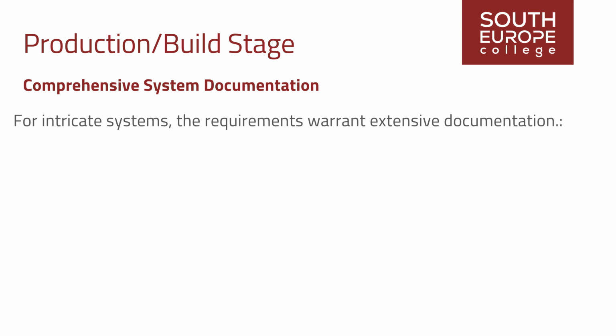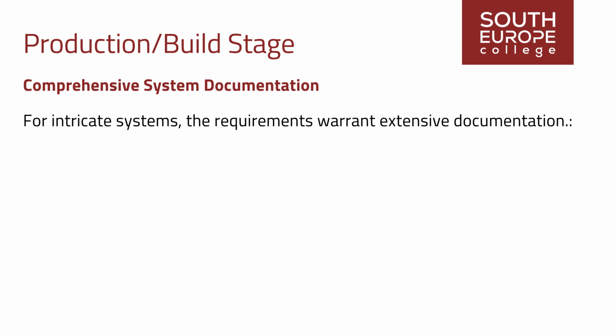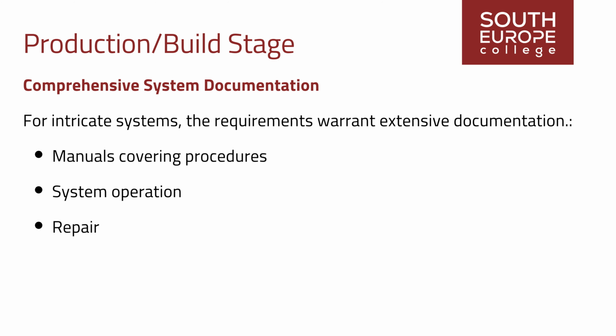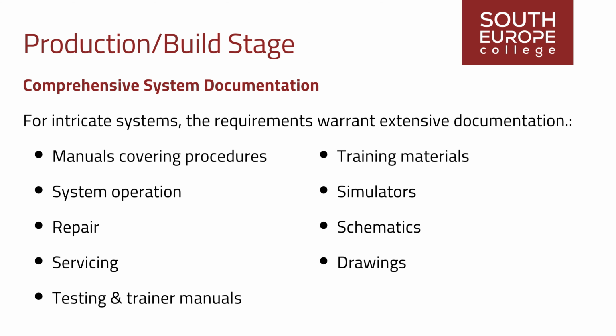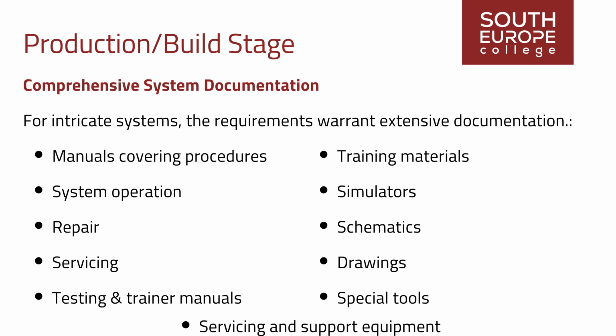For intricate systems, the requirements extend beyond basic materials, warranting extensive documentation. This includes lengthy manuals covering procedures, system operation, repair, and servicing, along with testing manuals, trainer manuals, training materials, simulators, schematics, drawings, special tools, servicing and support equipment. Much of the information incorporated into these manuals is derived from the comprehensive documentation created during the design stage.